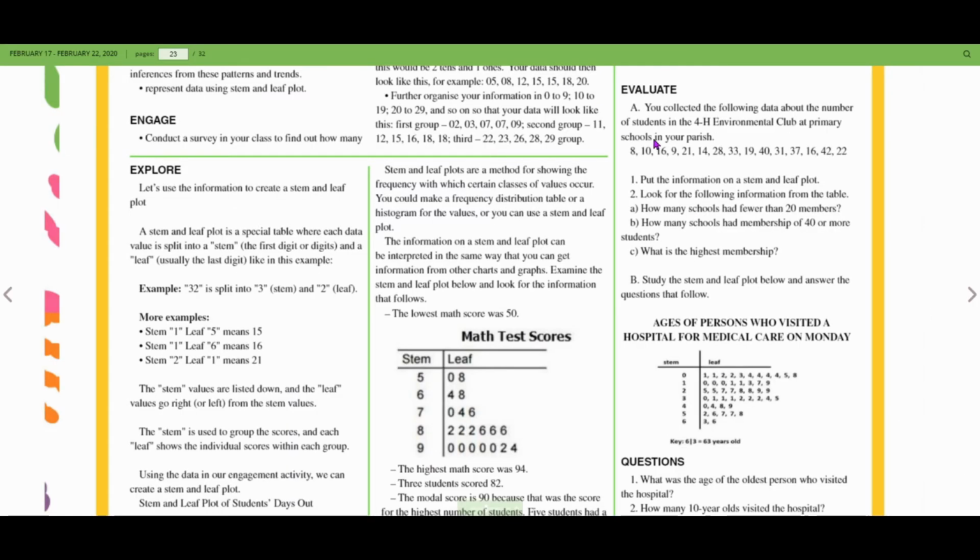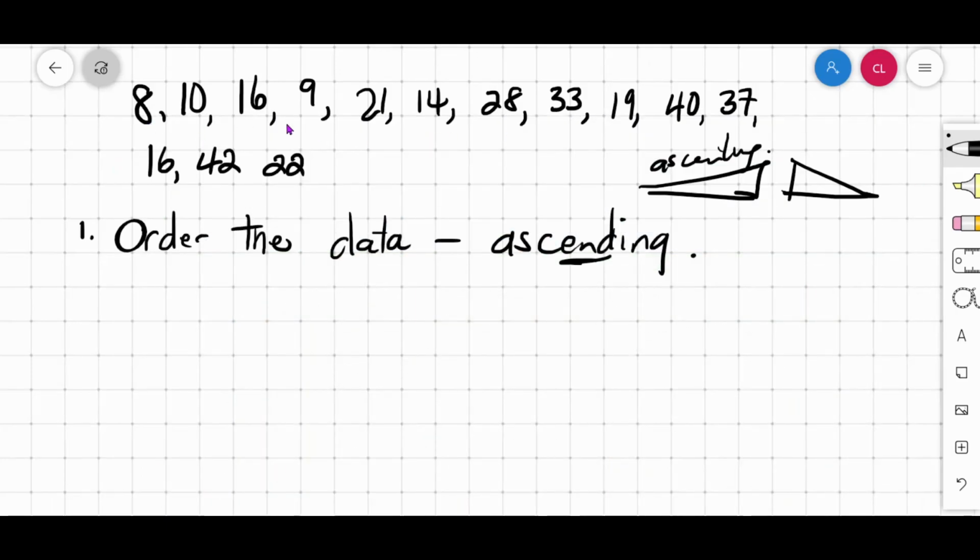So let's go ahead and look at this particular question here. The question has the 4-H environmental clubs in a particular parish and the number of members, and we're supposed to put that into a stem and leaf plot. So this would be the data that we were given, and we want to put it in ascending order. Now it can be ascending or descending.